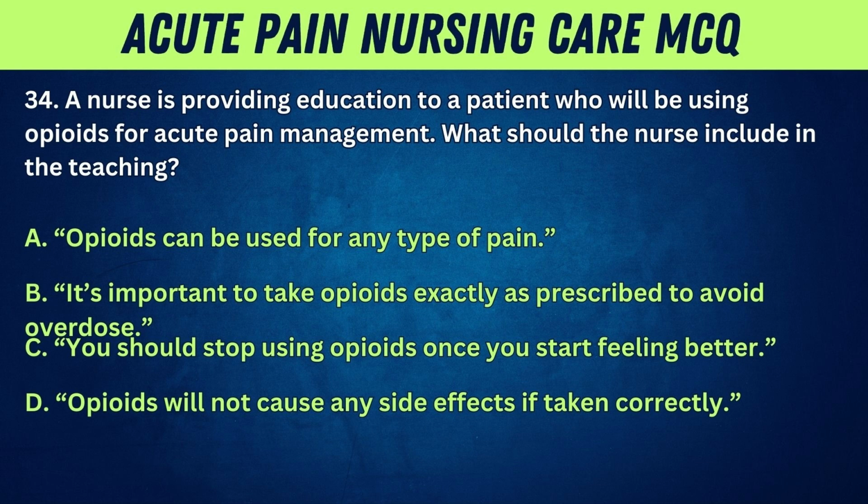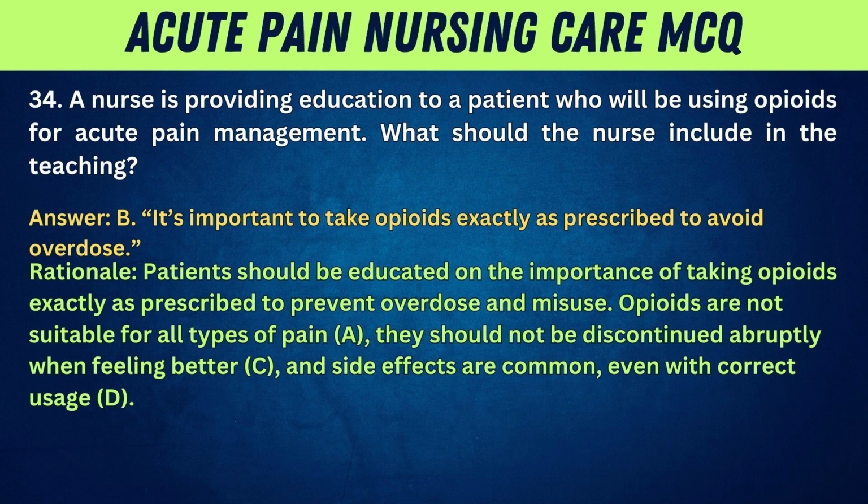34. A nurse is providing education to a patient who will be using opioids for acute pain management. What should the nurse include in the teaching? A. Opioids can be used for any type of pain. B. It's important to take opioids exactly as prescribed to avoid overdose. C. You should stop using opioids once you start feeling better. D. Opioids will not cause any side effects if taken correctly. Answer. B. It's important to take opioids exactly as prescribed to avoid overdose.